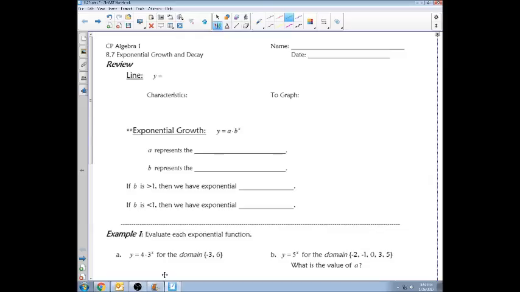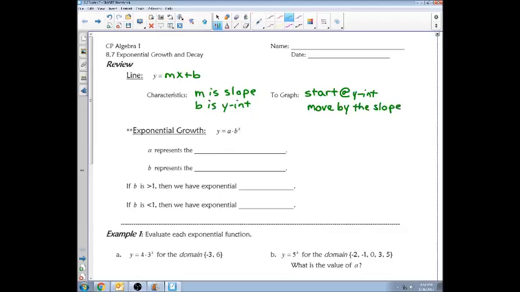Okay? Let's do a review real quick about a line. What is the equation for a line, the slope-intercept form? Well, it's mx plus b, where m is the slope and b is the y-intercept. To graph it, we start at the y-intercept, then move by the slope. Hopefully at this point, you all know how to graph, and we really don't have to worry about that too much.